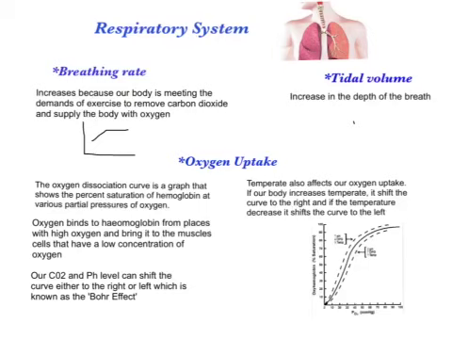The second system we will look at is the respiratory system. There are 3 responses that happen to this body system that affect us. The first is an increase in breathing rate or breathing frequency. This increases to meet the demands of exercise to remove carbon dioxide in the body and supply the muscles with oxygen. Looking at the graph, it peaks for the first few minutes and then levels out to remain the same throughout exercise.